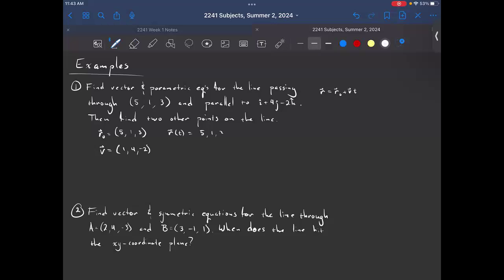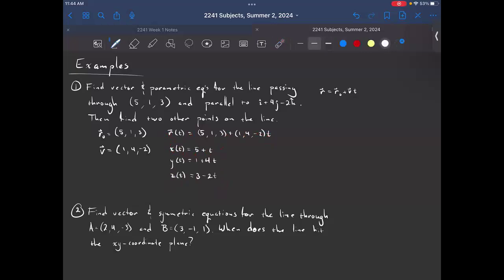And now I have that my vector equation of a line is 5, 1, 3 plus 1, 4, minus 2 times t. All right, and now I want parametric equations. So just group up the x coordinates, y coordinates, and z coordinates and write equations for each one. So x as a function of t is 5 plus 1 times t. Y is 1 plus 4 times t. And z is 3 minus 2 times t. And so these are our parametric equations given this vector equation.